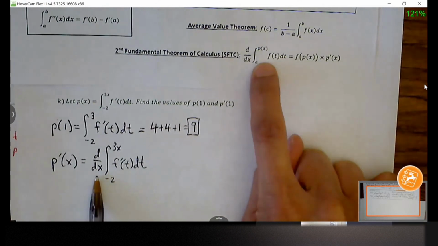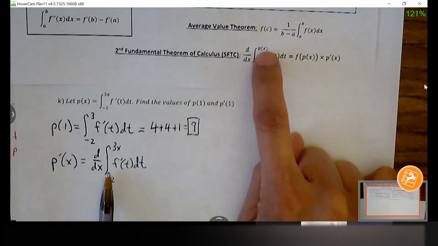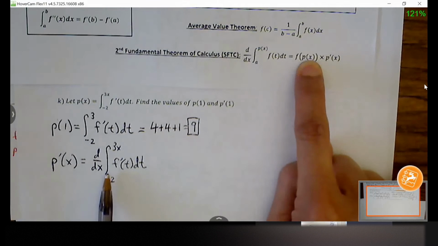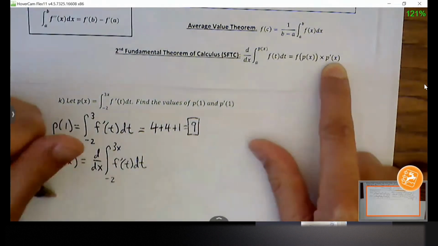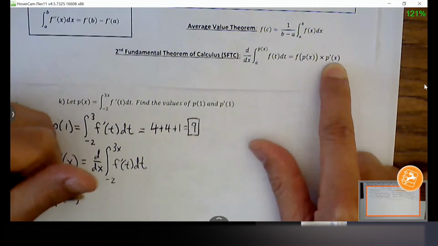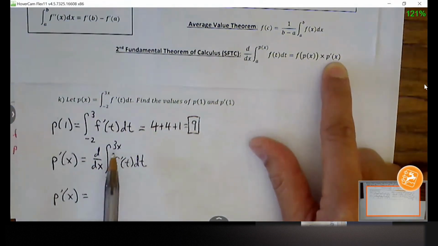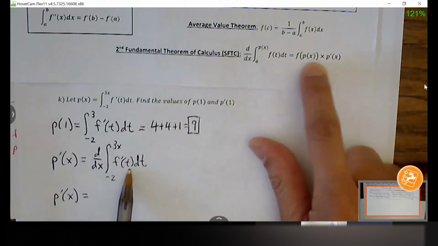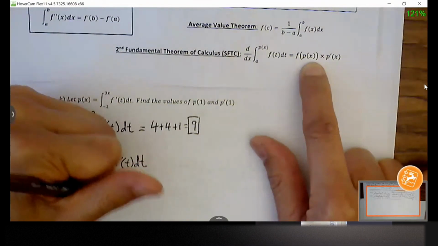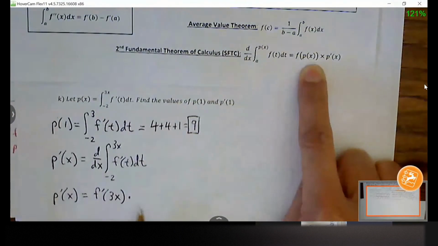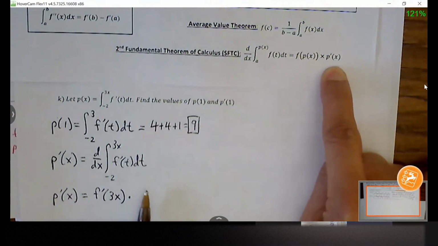So I'm just going to follow the rule. The rule just tells me to insert the upper bound into the function and multiply it by the upper bound's derivative. So insert the upper bound into the variable, so f prime of 3x times, what's upper bound's derivative? 3. There's 3.